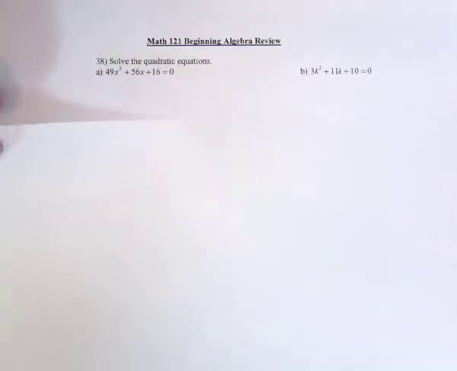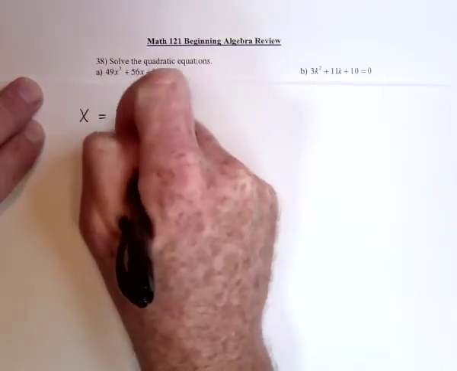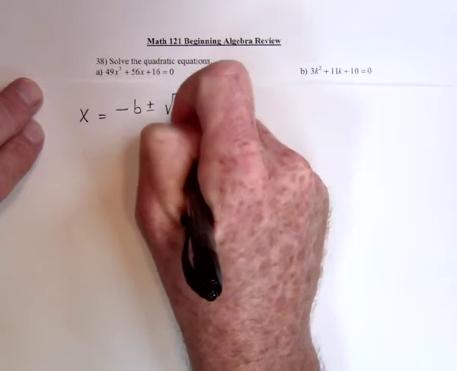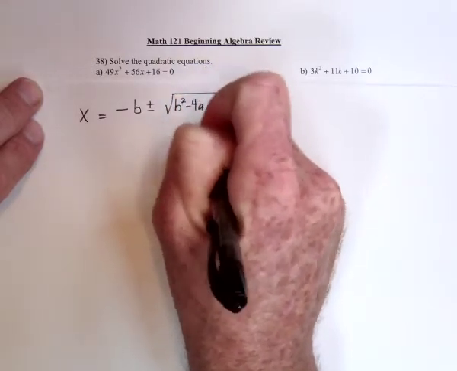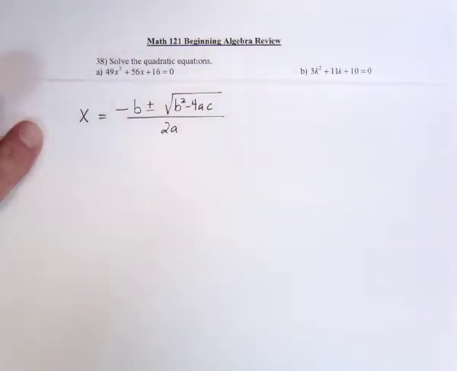Next, probably not going to be able to factor these, so we'll be using the quadratic formula. Negative b plus or minus the square root of b squared minus 4ac, divided by 2a. Probably the formula that I use the most throughout all of math. Quadratic formula over and over.